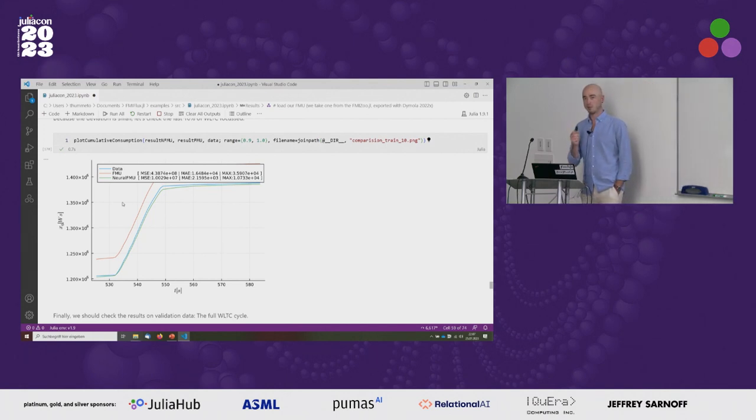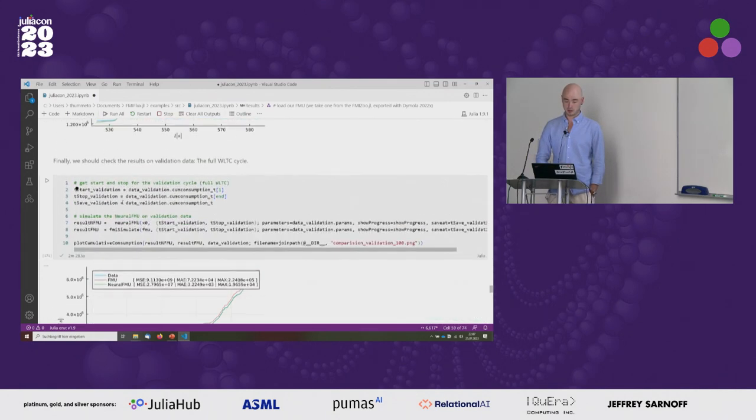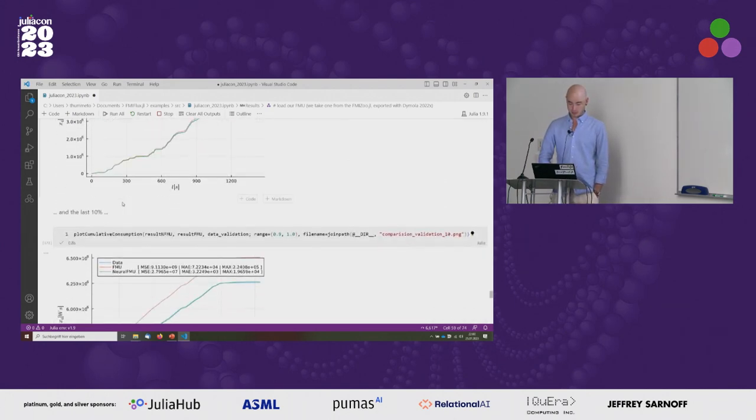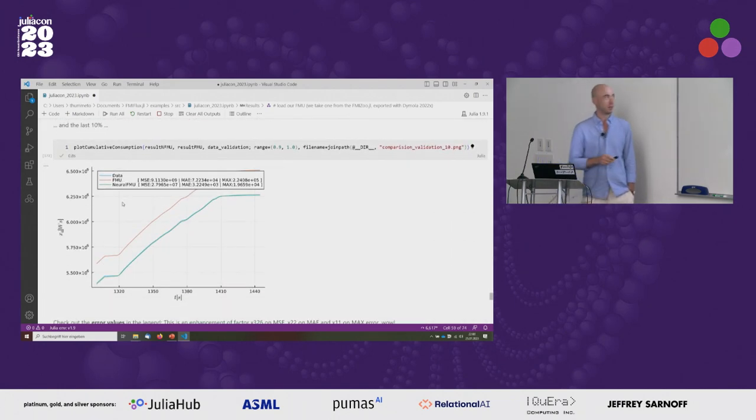And this was training data at this point. It would only be fair if we have a look at validation data before we are cheering. So these are the results on validation data. And as you can see, even here, we are far better than the original simulation model. Also at this point, we zoom in a little bit and we see that we are very, very good, actually.